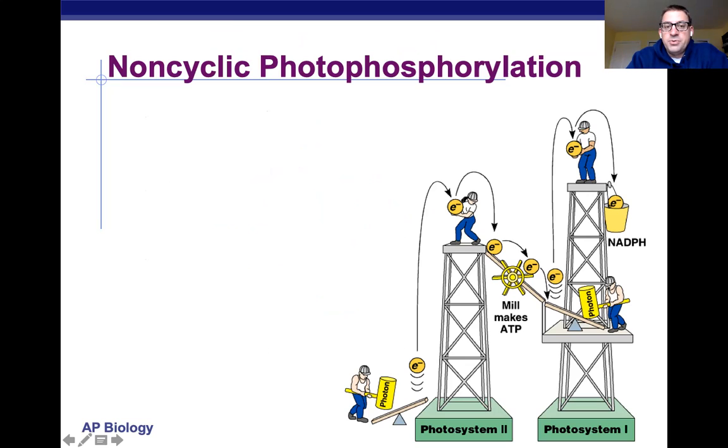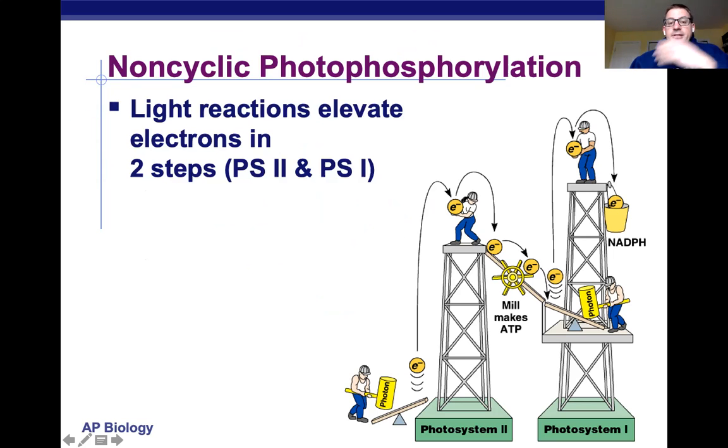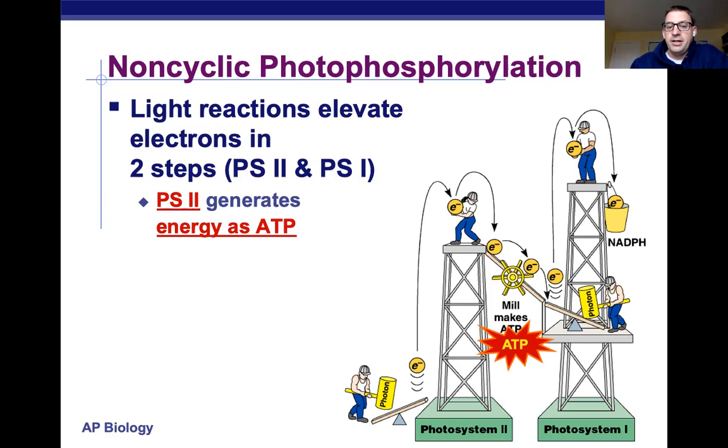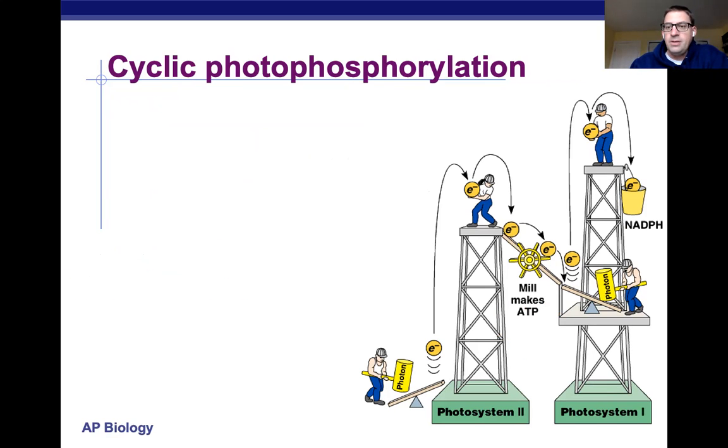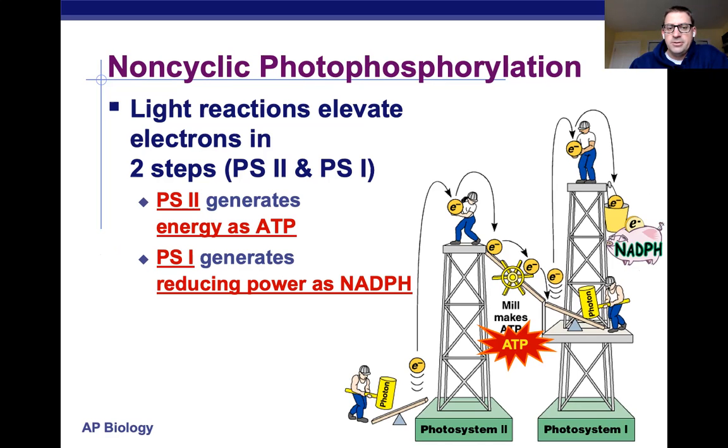Okay. Now, what we've been looking at is referred to as non-cyclic photophosphorylation, right? The energy from the sun, the energy of light, is used to drive the phosphorylation of ADP to make ATP. And this is non-cyclic. So the electrons from photosystem 2 are elevated to a higher energy level, passed to photosystem 1, elevated to a higher energy level, passed to NADPH, right? Okay, so photosystem 2 generated energy as ATP, photosystem 1 generated NADPH. However, and let me go back there just a second. You can pause this if you need to.